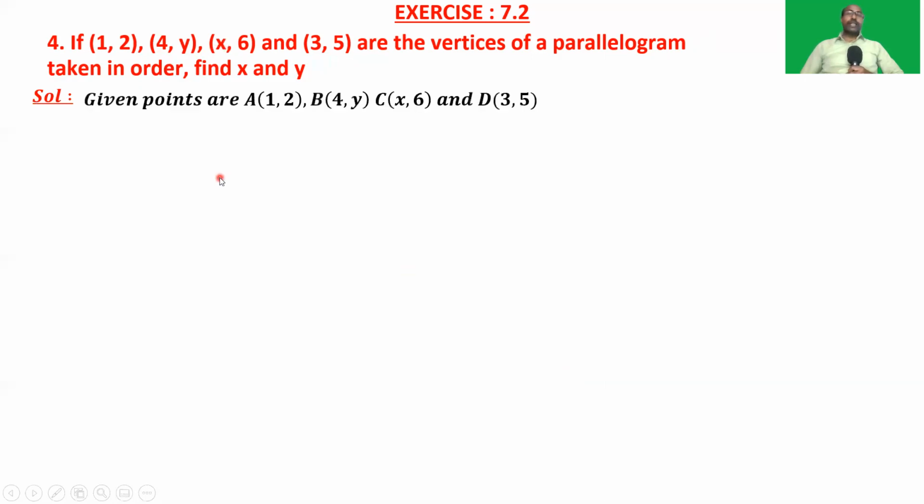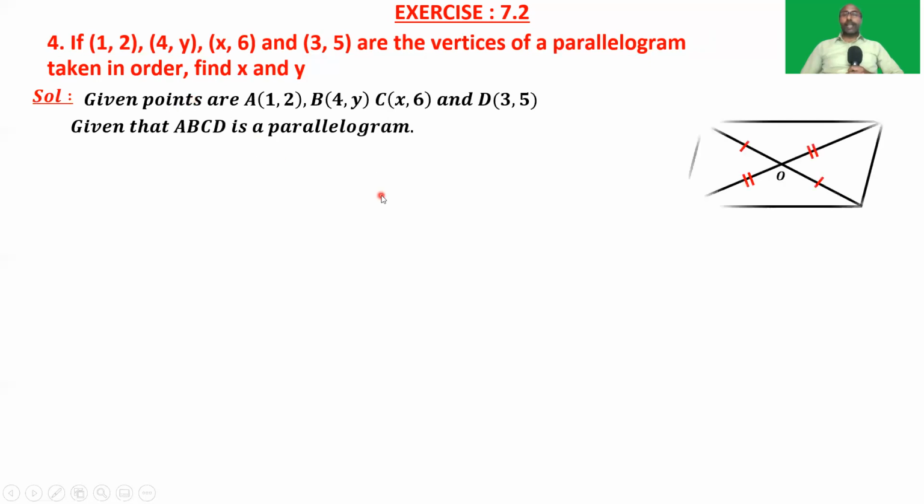So let us take the points A 1 comma 2, B 4 comma y, C x comma 6 and D 3 comma 5. These are the vertices of a parallelogram. That is, ABCD is a parallelogram, like this.